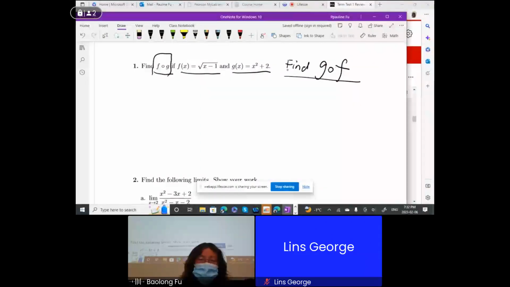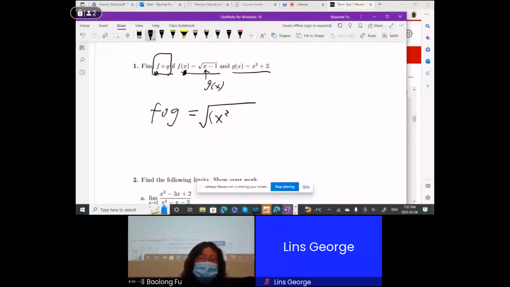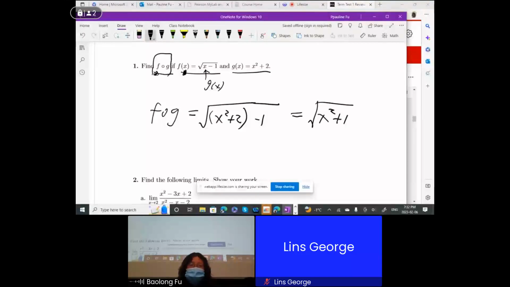Maybe I will erase this one to avoid confusion. F over g means whenever you see x in f, instead of x you plug in g. So f of g equals, whenever you see x, you plug in g. This is g, x squared plus 2. Copy down everything else. Whenever you see x in f, plug in g. And then you just simplify this one. That's it.